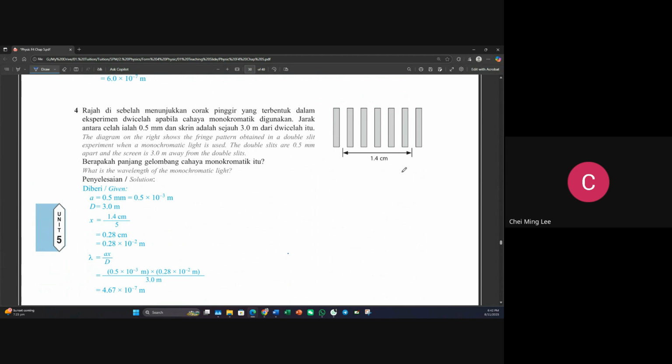Now to get x, this one he showed is 1.4. How many gaps? 1, 2, 3, 4, 5. Correct? There are 5 gaps here, so we need to divide by 5. 1.4 divided by 5, you get 0.28 cm, or change it into 0.28 times 10 to the power of negative 2 meter. Then by using lambda equals x over d, substitute all this inside, you get lambda is 4.67 times 10 to the power of negative 7 meter.